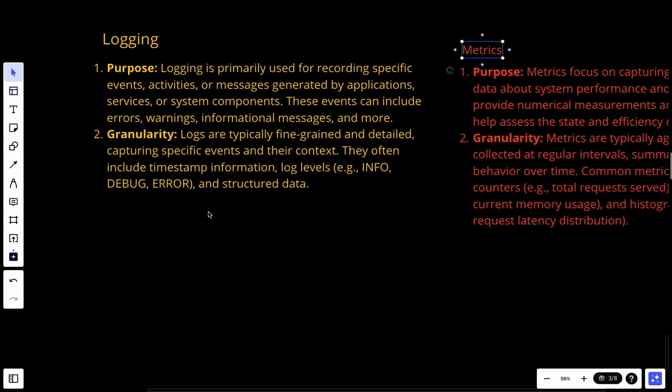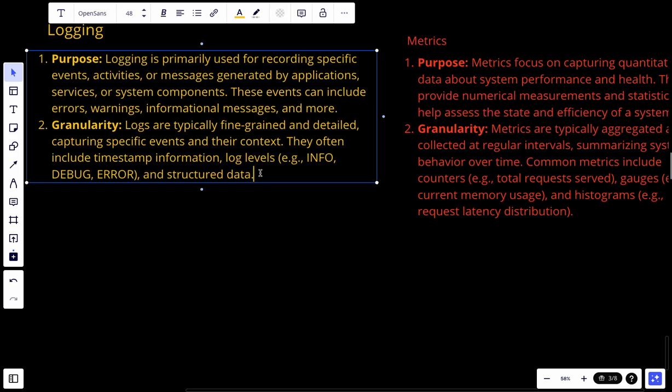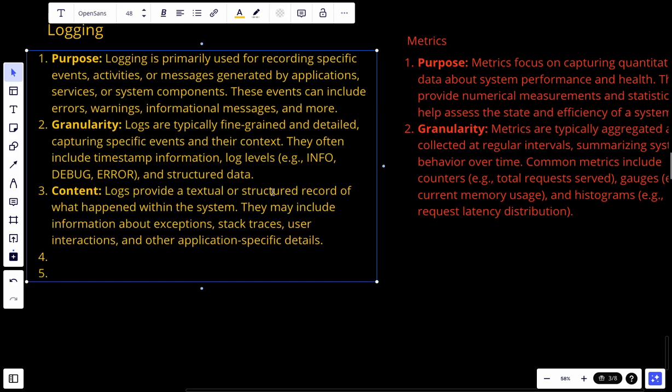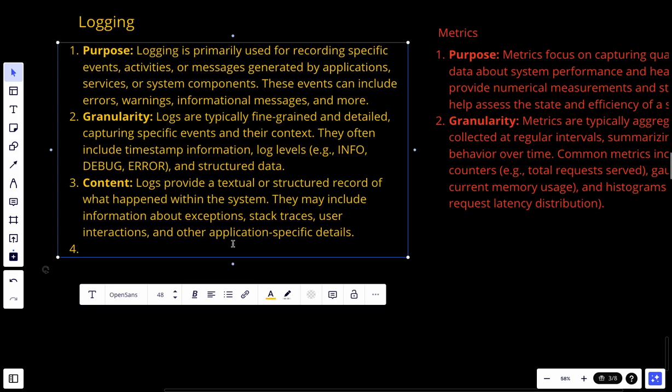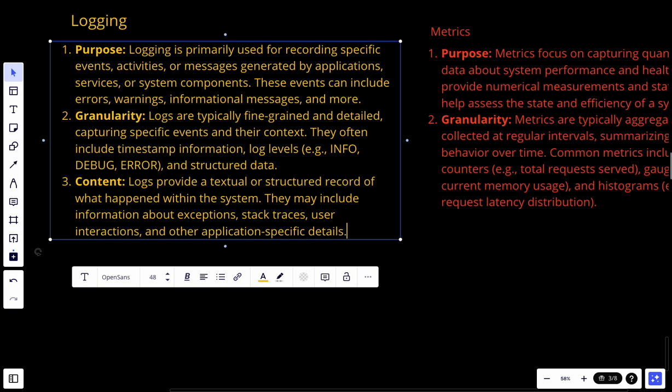We can talk more about the actual content of the logging. What is the content of each? The content of logs provides textual or structured records of what happened within the system. They may include information about exceptions, stack traces, user interactions, and other application-specific details.